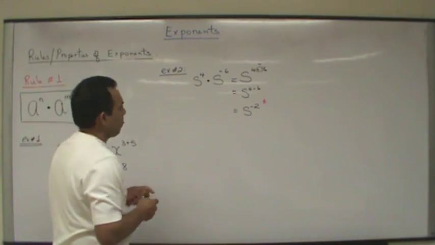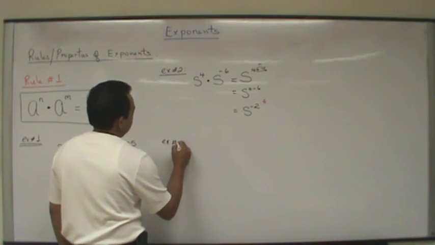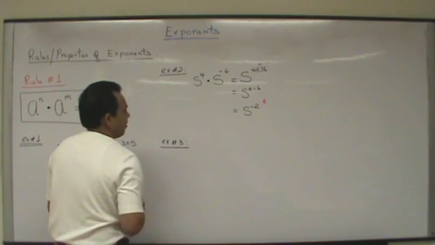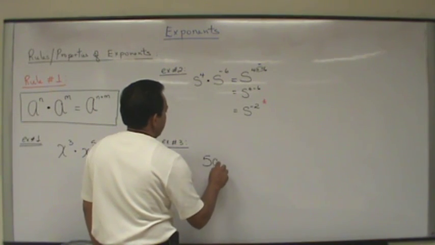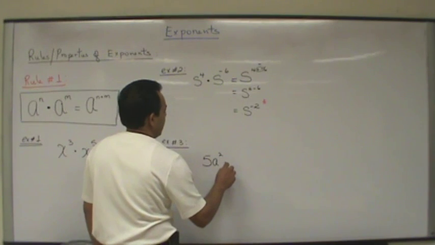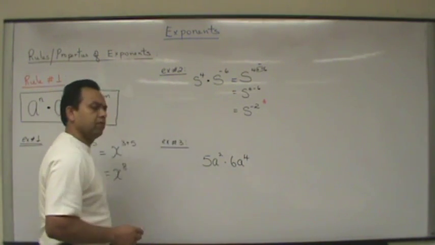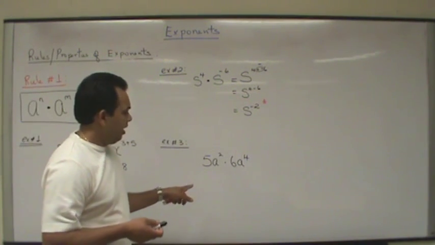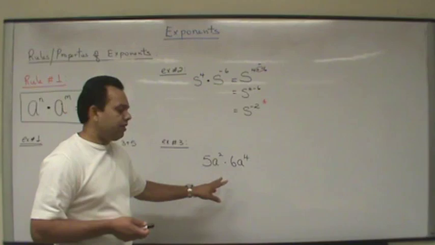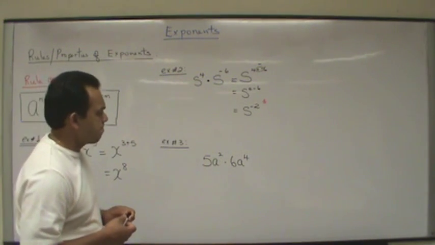Okay? Let's look at another example. Example number 3. How about if we have 5a squared times 6a to the 4th? Well, be very careful here. What is the base in this example? Take a minute and tell me what the base is. Okay?